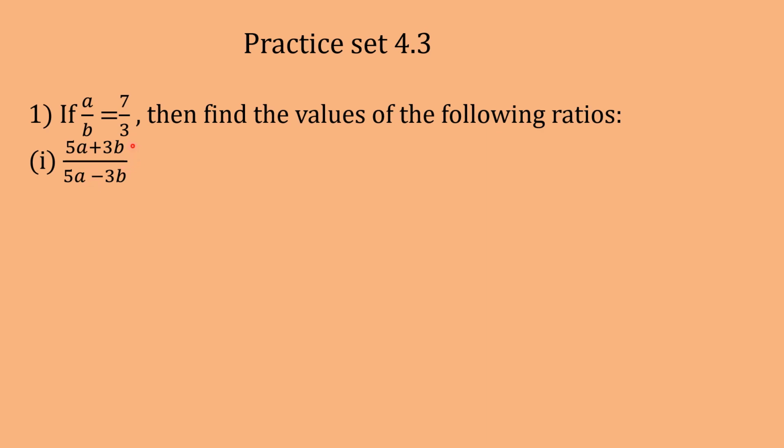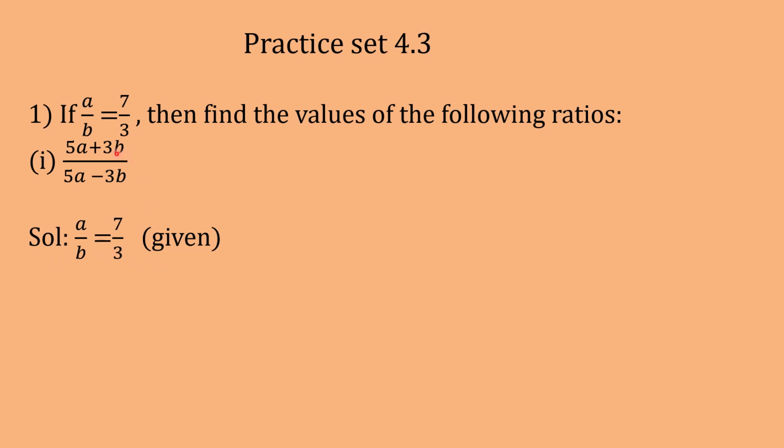So the componendo and dividendo property will be used. Okay. Now students, to find the value of 5A plus 3B upon 5A minus 3B, what is given? A upon B is equal to 7 upon 3, and by using this we have to find the value of 5A plus 3B upon 5A minus 3B. So first let's take our given. In the solution, A upon B is equal to 7 upon 3, that is given.